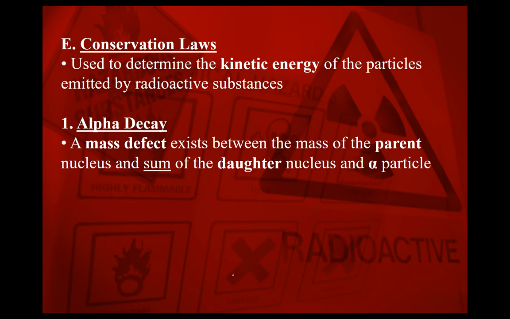In alpha decay, we note that there is a mass defect that exists between the mass of the parent nucleus and the sum of the daughter nucleus and the alpha particle. Okay, let's write this in a very generic form. In this equation, this would be my parent isotope. Your parent isotope has A nucleons, it has Z charge or protons, and it's element X. Now, if this undergoes alpha decay, you emit an alpha particle. The 4 2 He, that is an alpha particle.